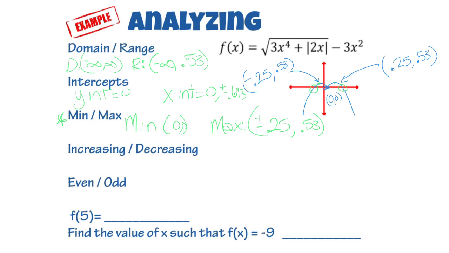Now, that usually is representing something in the problem, both the x and the y. So I do write the min and max as an ordered pair. And if I'm doing some sort of application problem, I'm actually going to write a sentence that explains what that represents. All right, let's move on to increasing and decreasing.